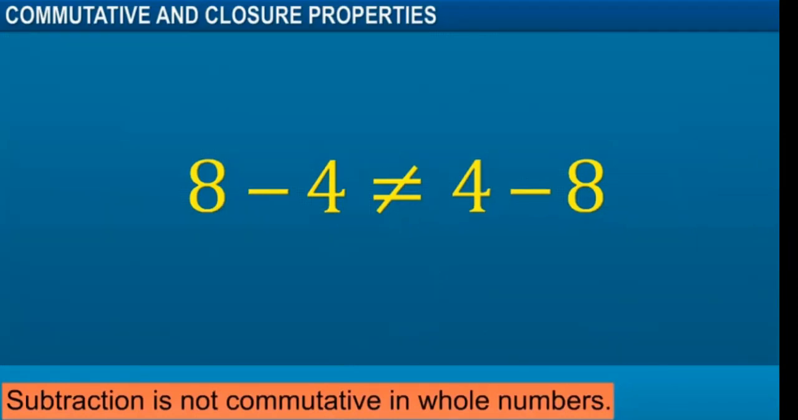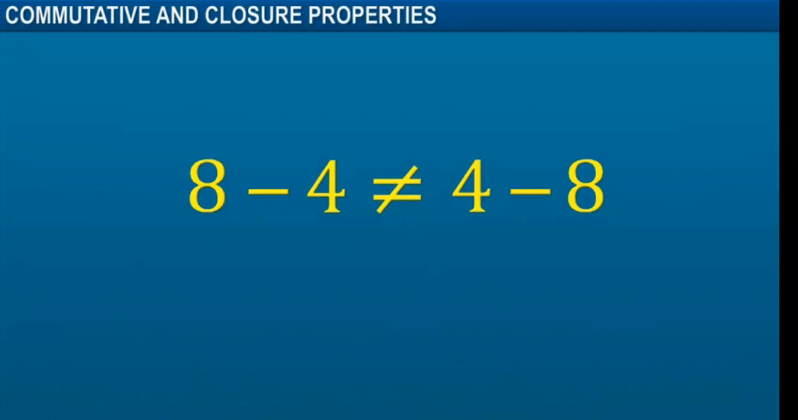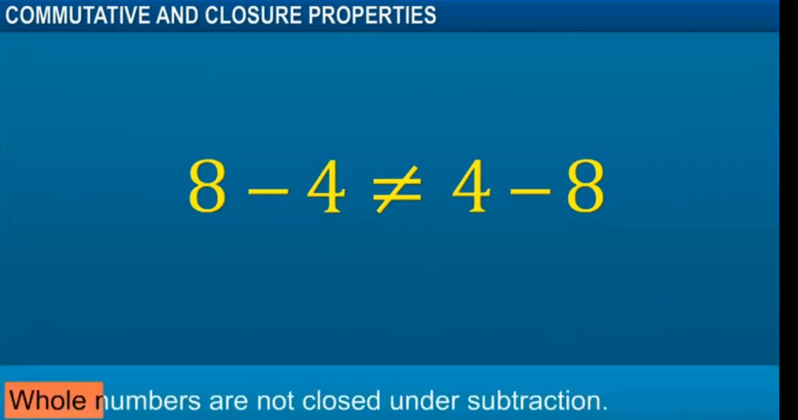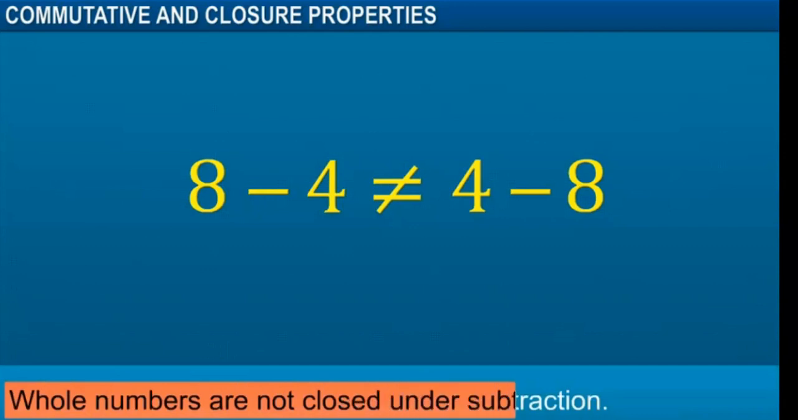Subtraction is not commutative under whole numbers. Also note that the difference between two whole numbers is not always a whole number. Thus, whole numbers are not closed under subtraction. The closure property does not hold for subtraction. When we subtract two numbers, the result need not be a whole number. That's why we say whole numbers are not closed under subtraction.